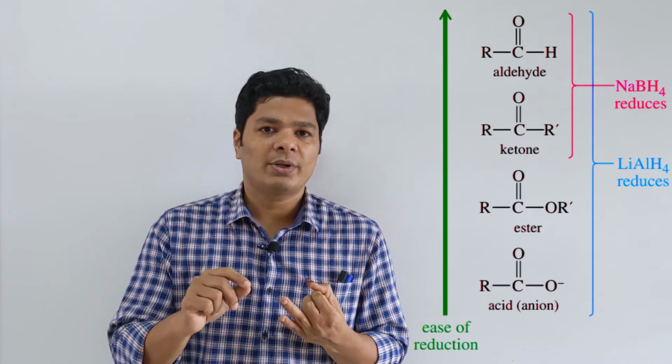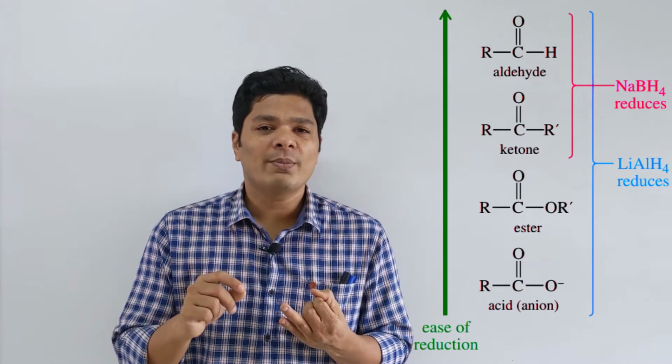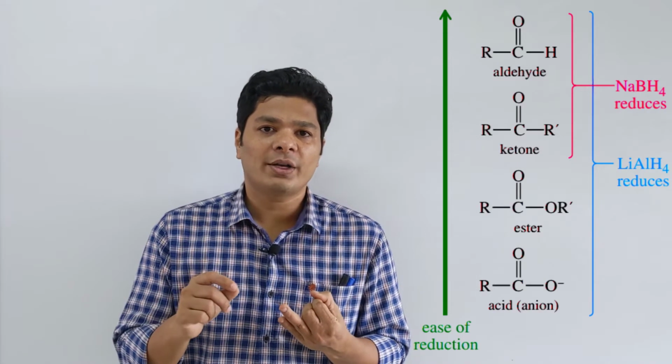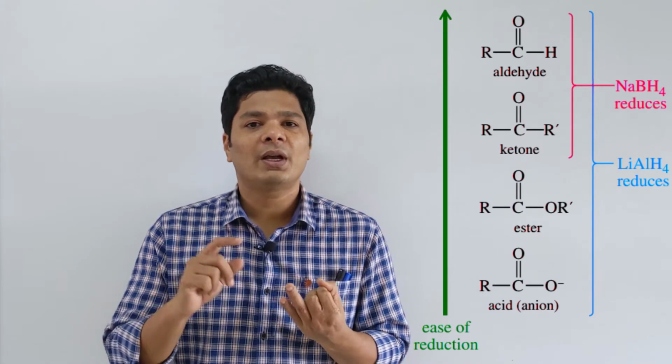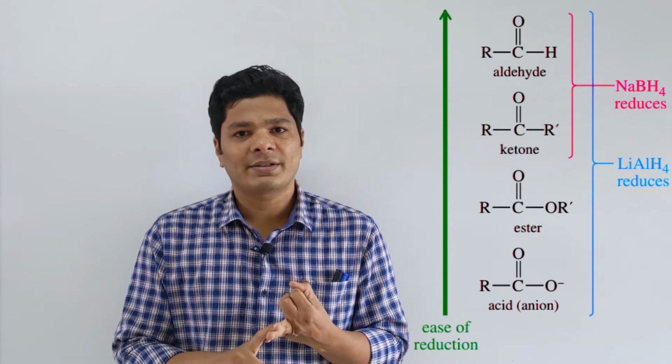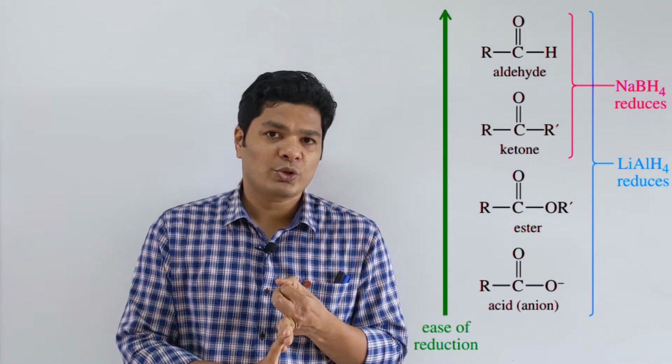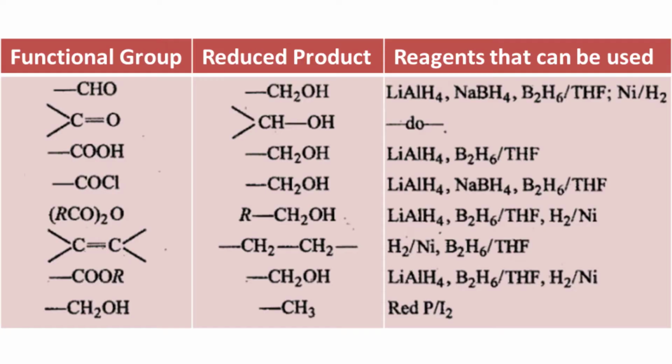And you want to remember this, I cannot stress it enough, sodium borohydride is not a strong reducing agent to reduce your esters or acids. So lithium aluminum hydride is stronger than sodium borohydride, so it can do that. Here is a table of what reducing agent can reduce what functional group.